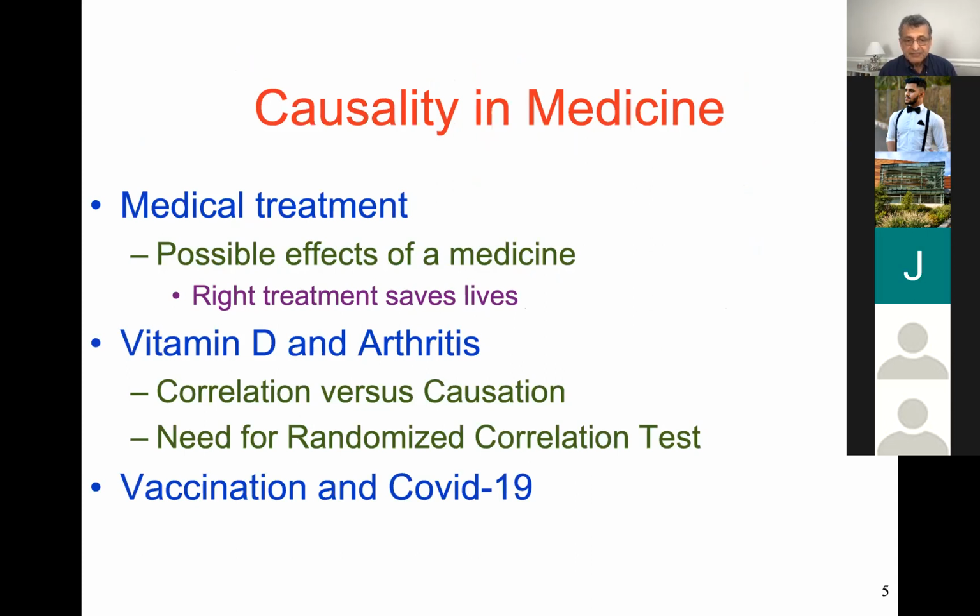Another example is vitamin D and arthritis. People who took vitamin D seem to have less arthritis. But that turned out to be correlation rather than causation, because those who took vitamin D were also exercising. And the cause of arthritis decreasing was exercise, not vitamin D. So vitamin D and arthritis are correlated, whereas exercise and arthritis are causally related.